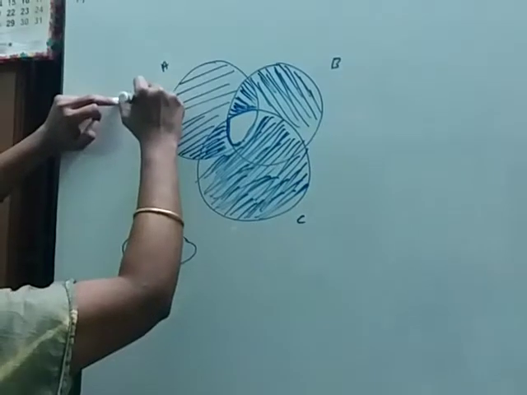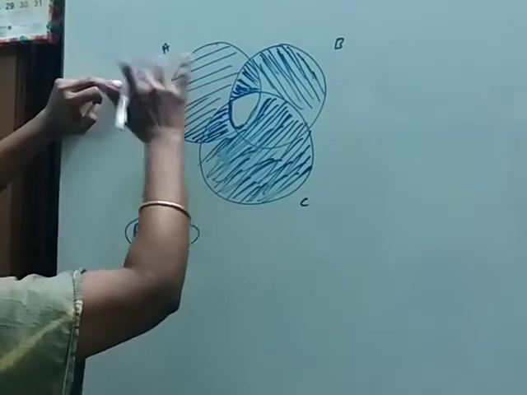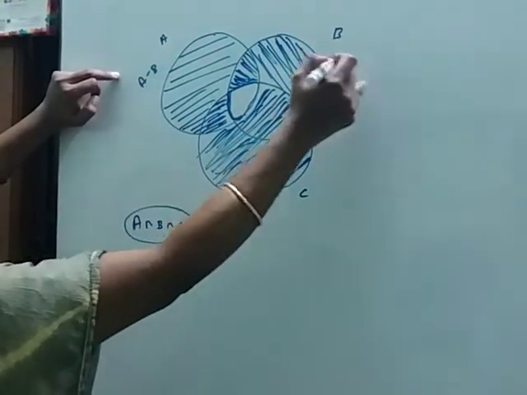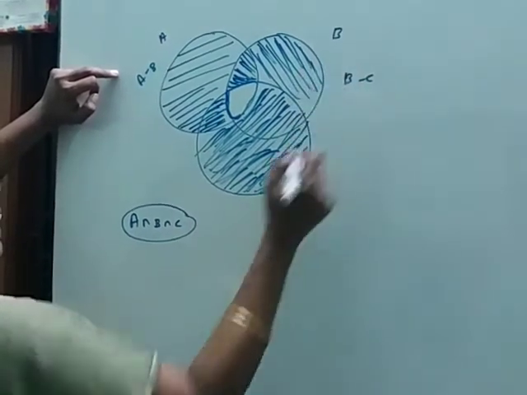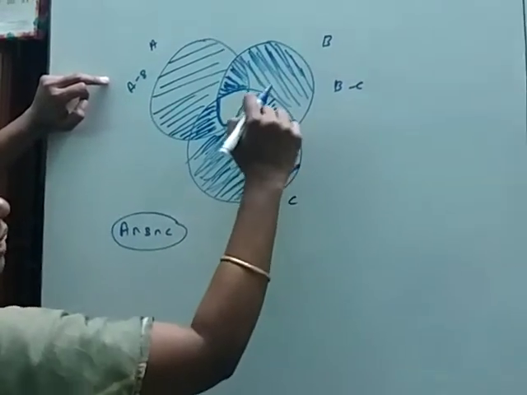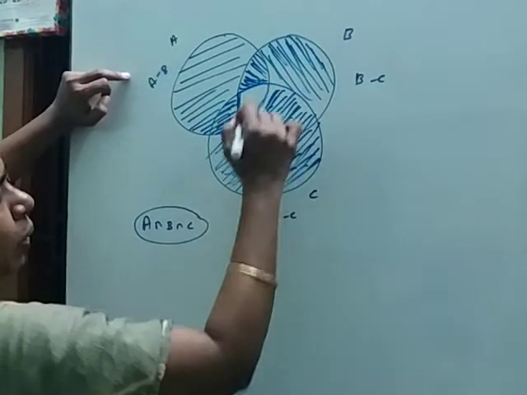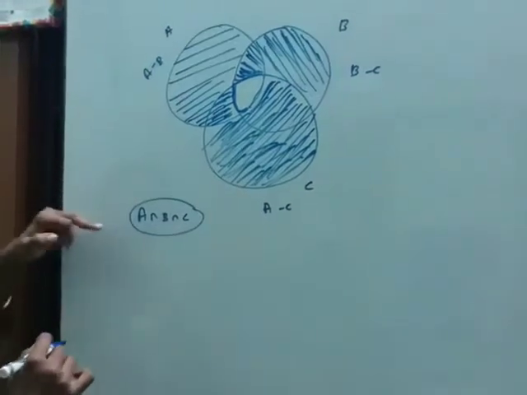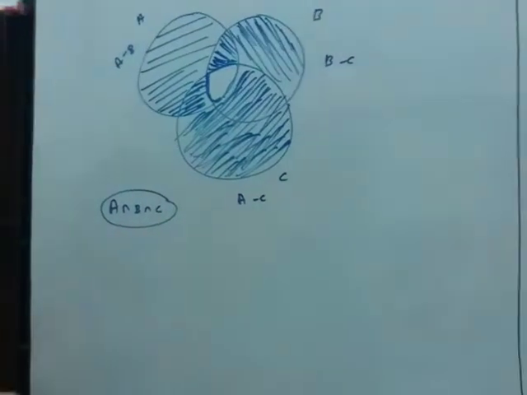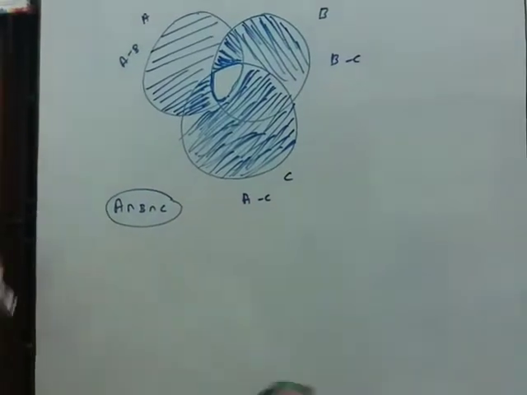So here A minus B means you have to shade C. B minus C means you have to shade that A. C minus A means you have to shade that B intersection C part. Okay. So here the answer will be A intersection B intersection C. Once again, I will redraw that diagram.